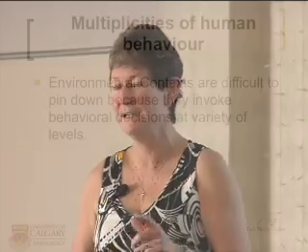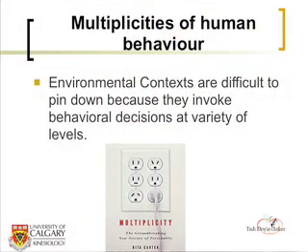So the environmental contexts are difficult to pin down because they invoke behavior decisions at a variety of levels. Think about someone who's about to walk. What is it that they need to walk? I'm understanding that the weather in Edmonton was the same, but last Thursday in Calgary, if that was your day to walk, you wouldn't have been walking because we had a blizzard, all right? And so when you think about the constraints, what is it that helps people walk?